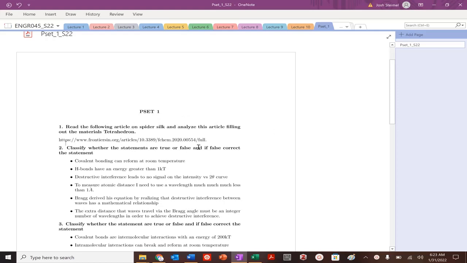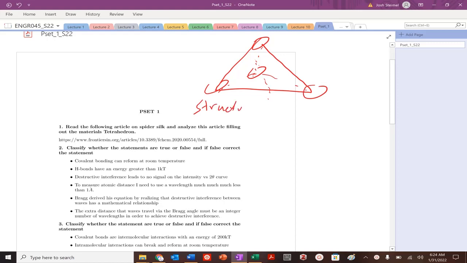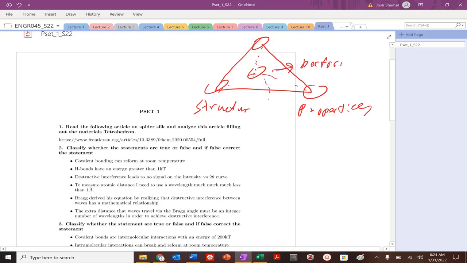So we want to read the following article on spider silk and analyze the article, filling out our materials tetrahedron, which is composed of, basically, we can kind of draw it going back here, here, here. So we've got at each of these four corners, we've got structure, we've got properties, we've got performance, and we've got process. So what's going to happen here?